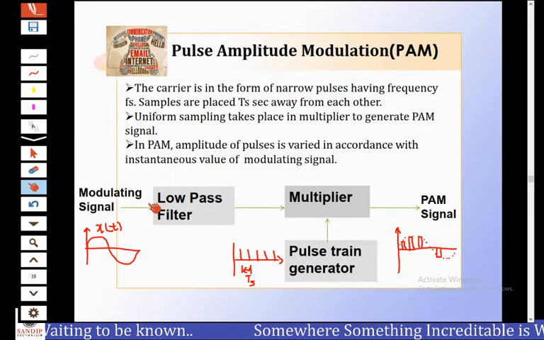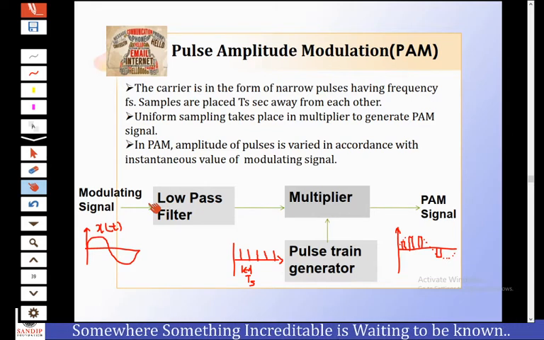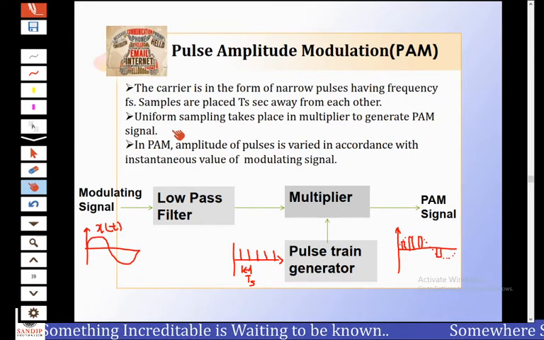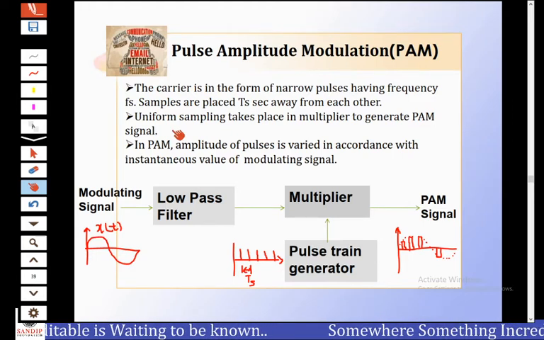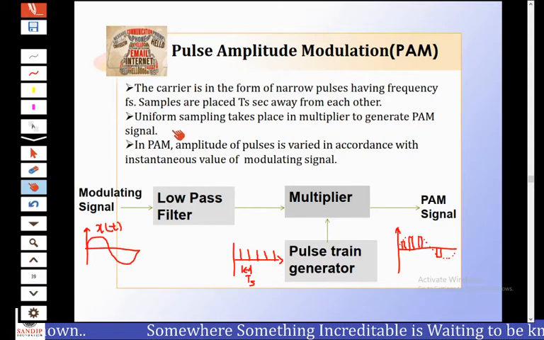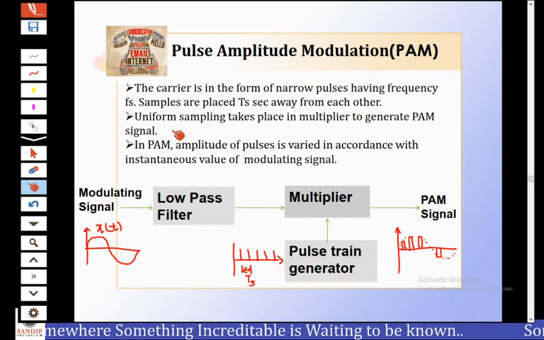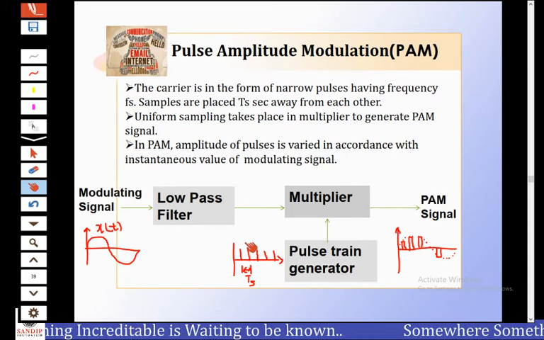Now, first we will study the pulse amplitude modulation technique. In the pulse amplitude modulation system, the amplitude of the pulse carrier is changed in proportion with the instantaneous amplitude of the modulating signal x of t. So, the information is contained in the amplitude variation of the PAM signal. That's why it is called pulse amplitude modulation. The carrier is in the form of train of narrow pulses as shown in the figure here.